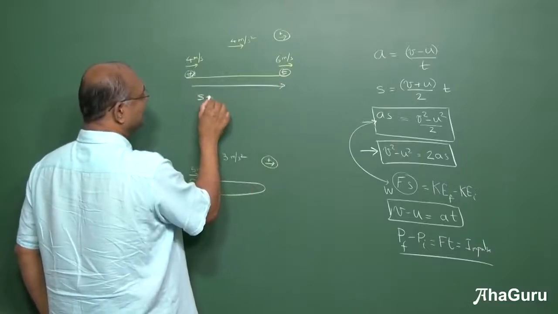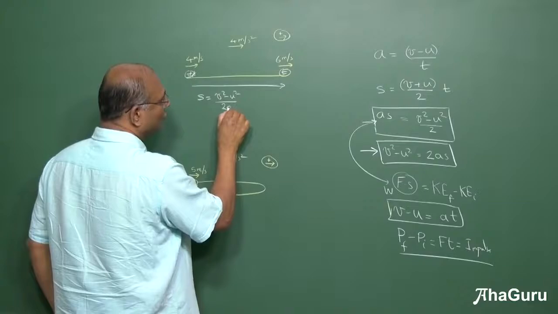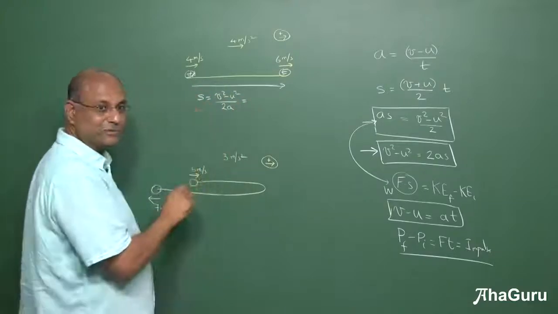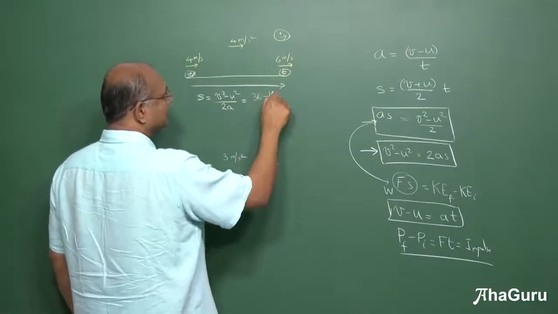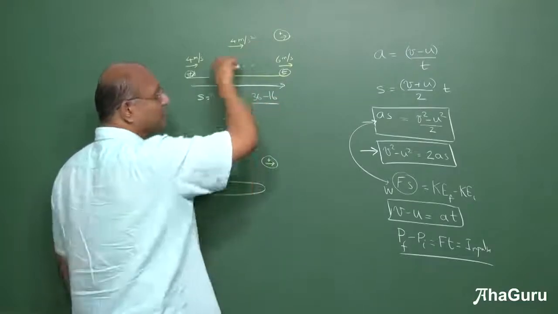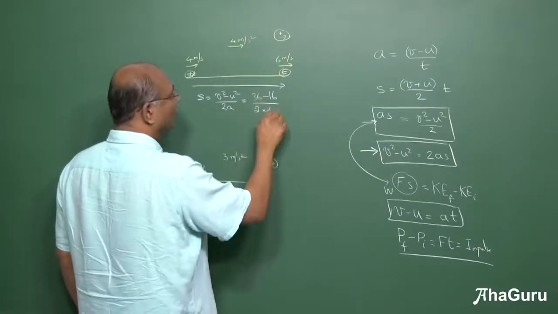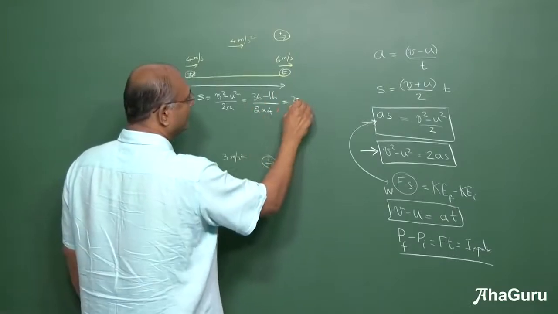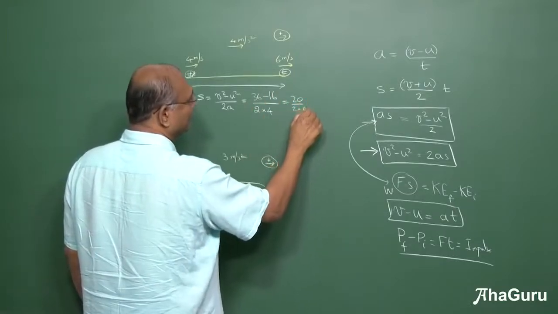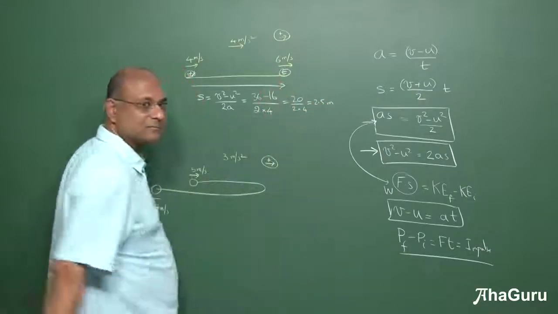You can write s is v square minus u square by 2a. 2as is v square minus u square. v square is 36, u square is 16. Everything is in the positive direction, no big deal. Divided by 2 times 4. How much is this? 20 by 2 into 4. So that is 5 by 2, 2.5 meters.